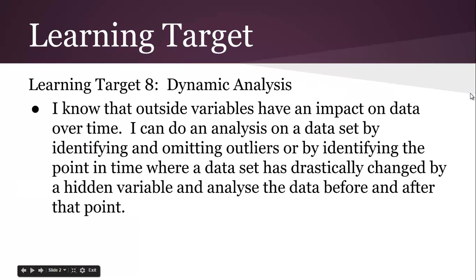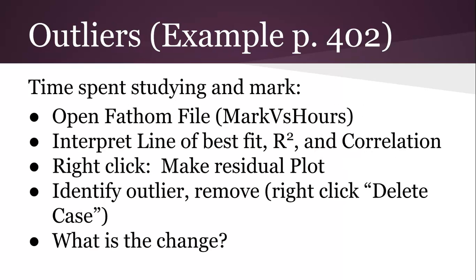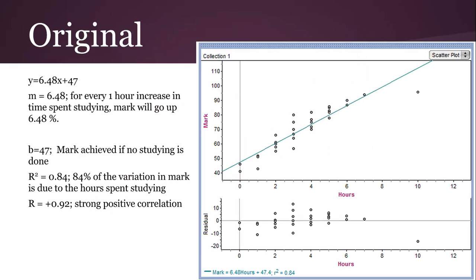Okay, so there's two ways to do this. I know that outside variables can have an impact on data over time. We've seen that in the cause and common cause relationship. I can do an analysis on a data set by identifying and omitting outliers, or by identifying the point in time where a data set is drastically changed. There could be a hidden variable here, and so we look at what's happening before and after that point. A quick example we're going to walk through is example 402 from the textbook. First we're just going to look at outliers. We're going to look at deleting an outlier and seeing what the change is.